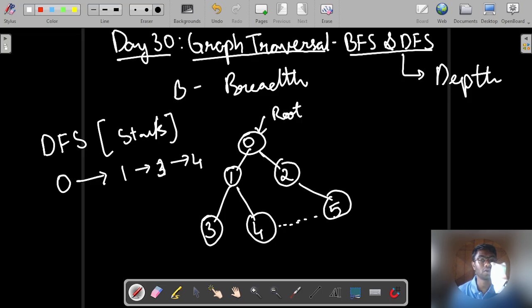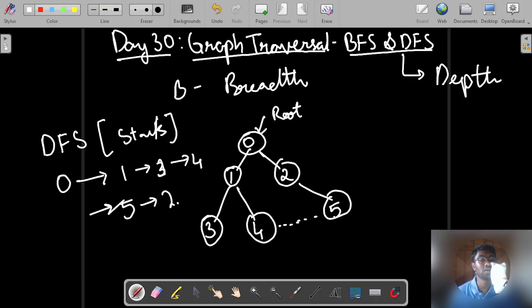4 has a node of 5. So again 5 has a node of 2. Or we could backtrack all the way from 5 to 4, 4 to 1, 1 to 0, and we could say 1 or 2, 0 has a neighboring node of 2 which is unvisited. So this is the way that DFS works.